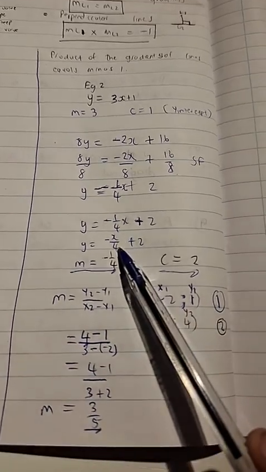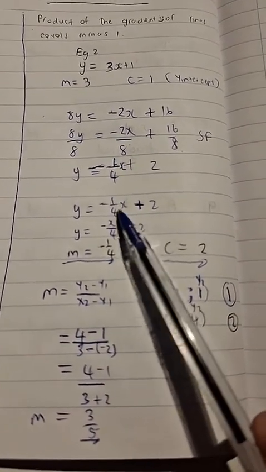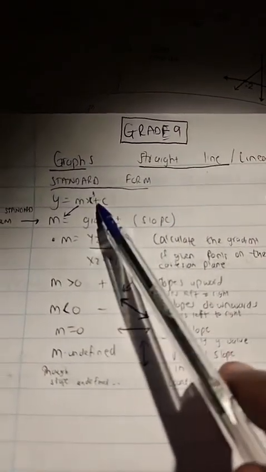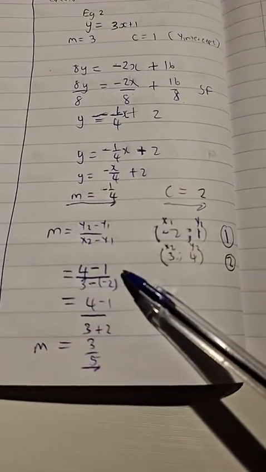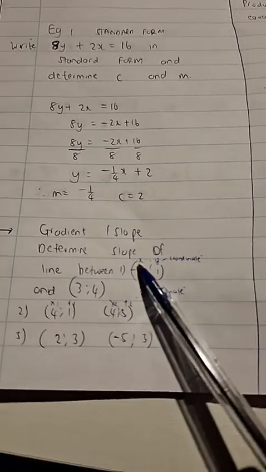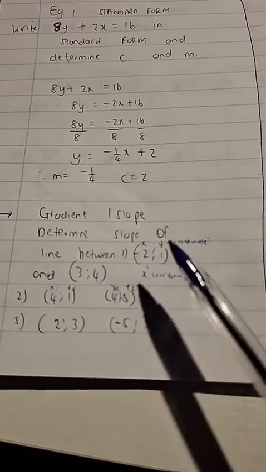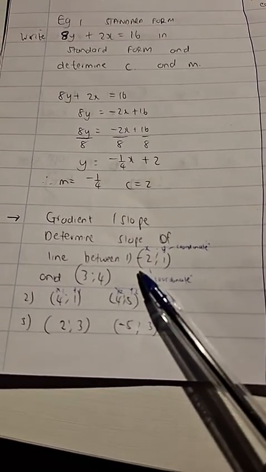Now we can actually read the gradient from the equation, because the coefficient of x, when the equation of the straight line is in standard form, allows us to read the gradient from the equation itself. Okay, and we're able to do that and get the y-intercept as well. Now I was busy on how to calculate the gradient between 2 points if you are given them.